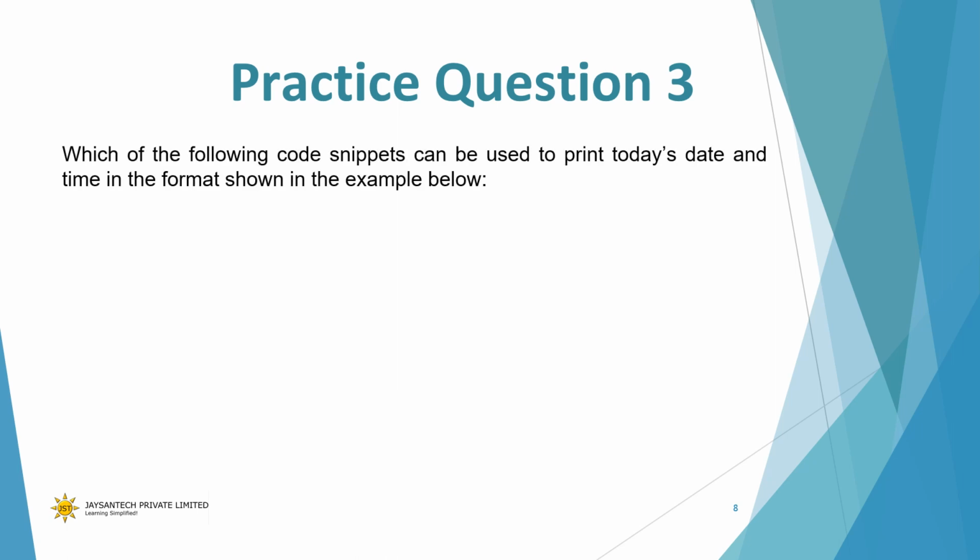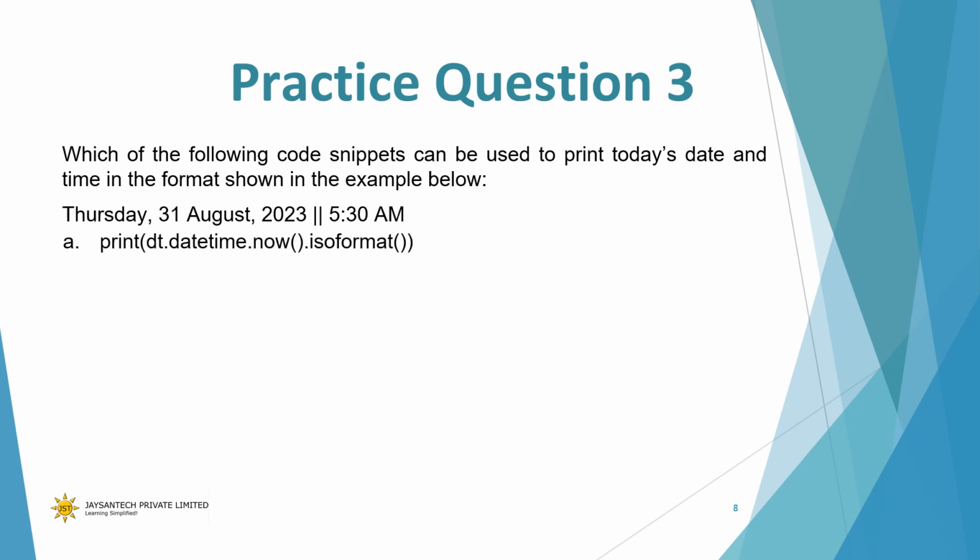The next question. Which of the following code snippets can be used to print today's date and time in the given format? So you have the name of the day followed by the date, name of the month followed by the year, pipe symbol, and the time in 12-hour format. Now the first option is datetime.now().isoformat(). Now this will not return the date in this format. It will just return the year followed by month, date, and then the hours, minutes, and seconds.